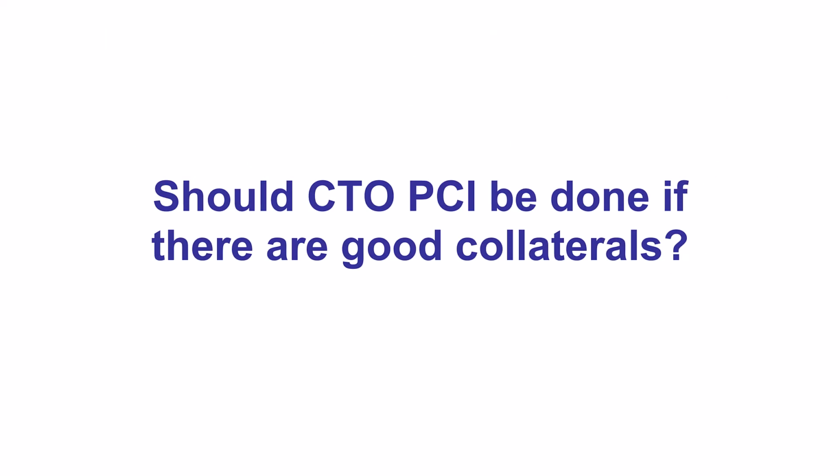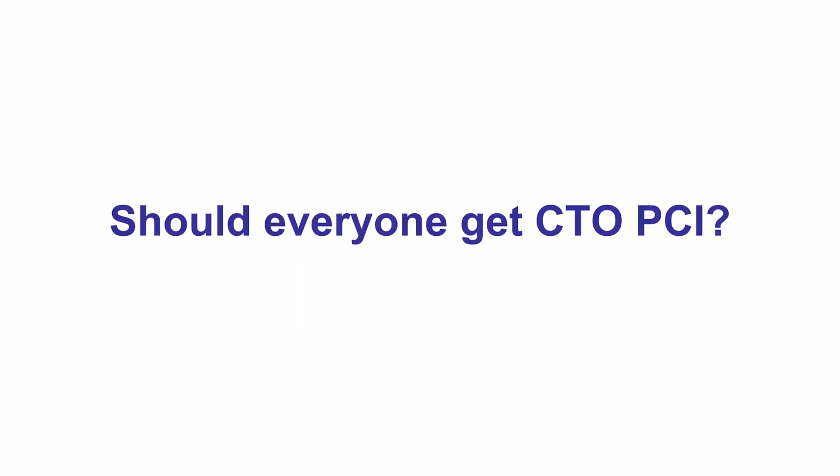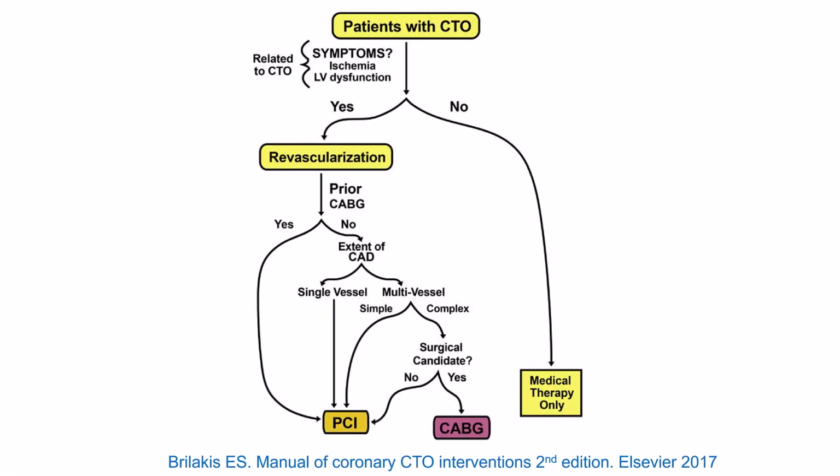Another question that comes up often is about the presence of good collaterals. Should CTO PCI be done in those cases? And what we have found out is that if you do a pressure wire after crossing but before putting stents, every single patient is going to have an ischemic FFR. Therefore, the patients are going to be ischemic. So the presence of good collateral does not necessarily mean that the patient does not stand to benefit from coronary revascularization. So who should get CTO PCI?